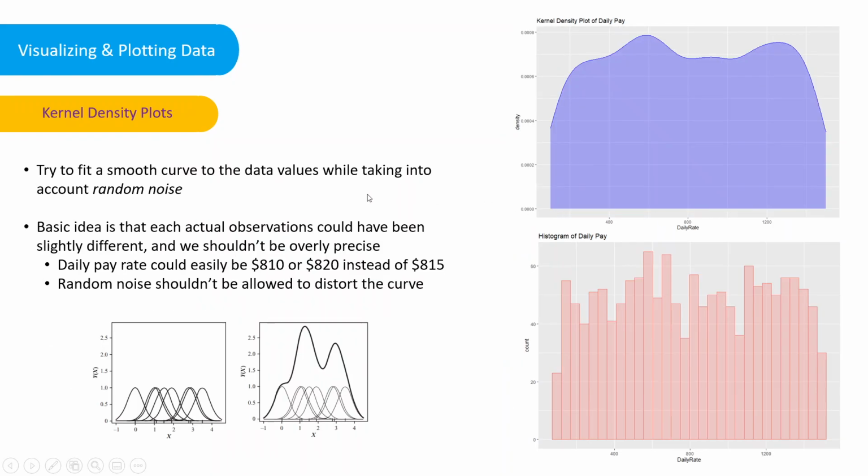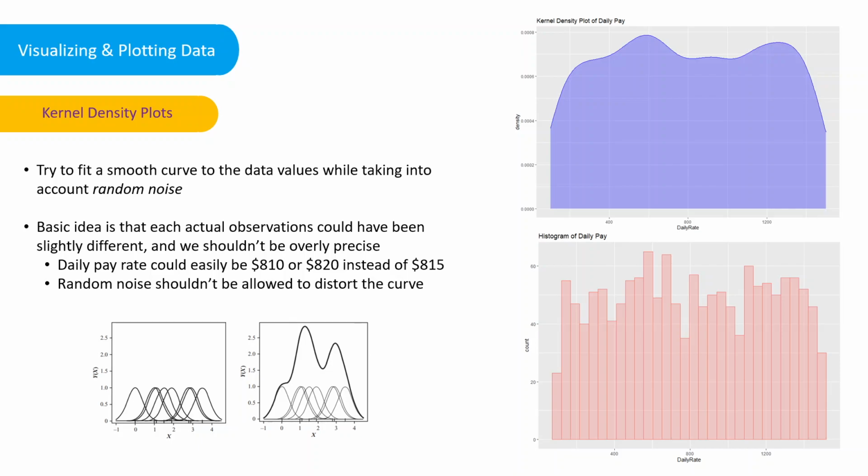Moving on to kernel density plots. So this is kind of a step up from histograms in terms of this notion of trying to focus on trends and patterns. Kind of like with the difference between a histogram and a frequency distribution, where instead of focusing on every single value, we grouped values.